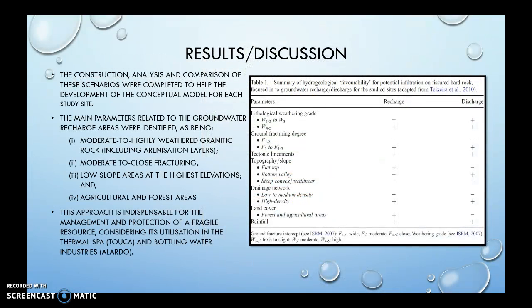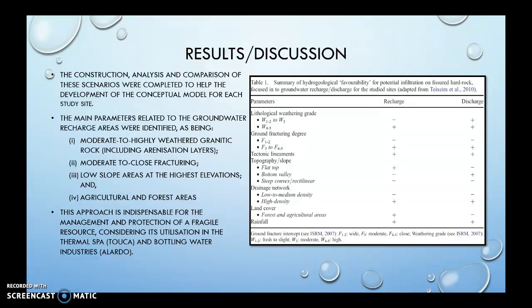This is the results table that was produced, and the table is a breakdown of the different types of hydrogeological formations and the areas at which they will recharge and discharge at both the Alardo and Tuca sites. The main parameters related to the groundwater recharge areas were identified as being moderate to highly weathered granitic rock, moderate to close fracturing, low slope areas at the highest elevations, as well as agricultural and forested areas.